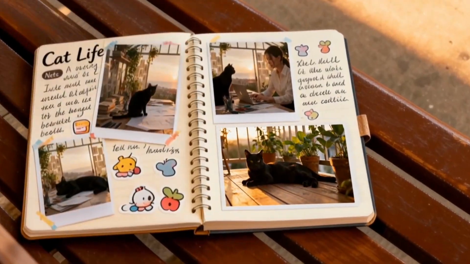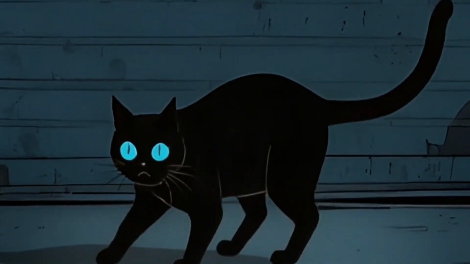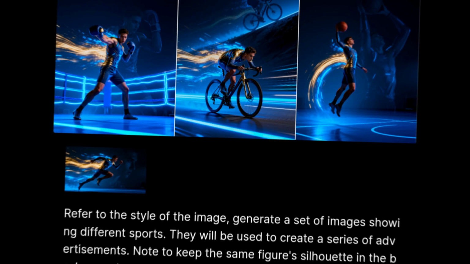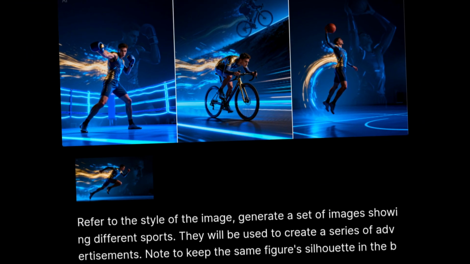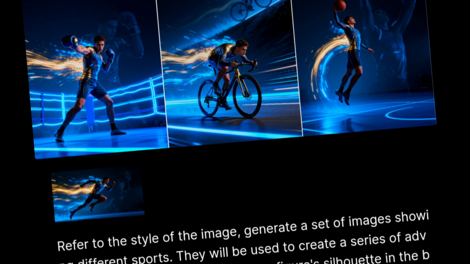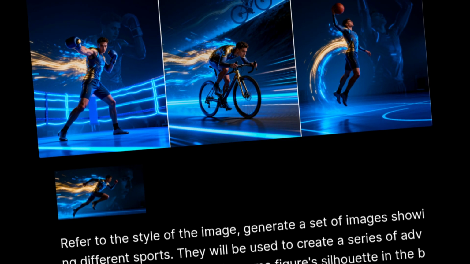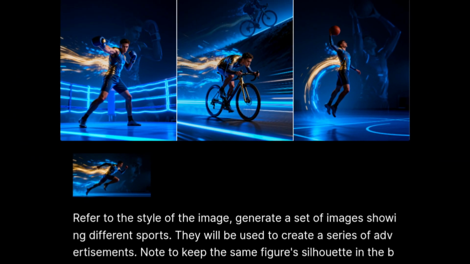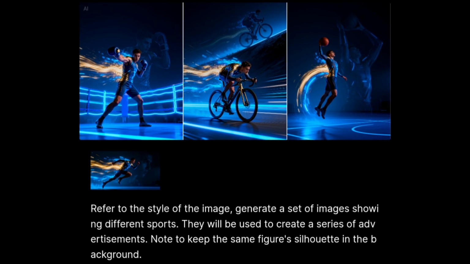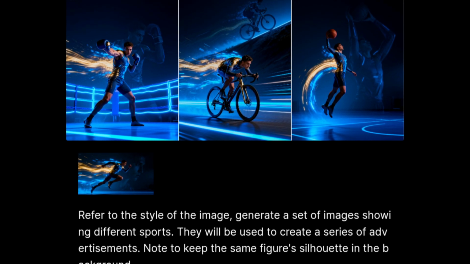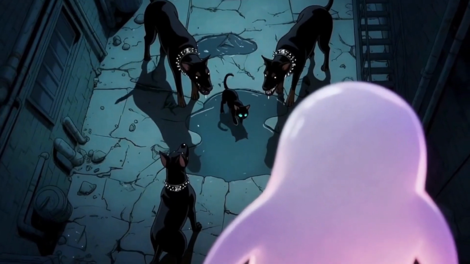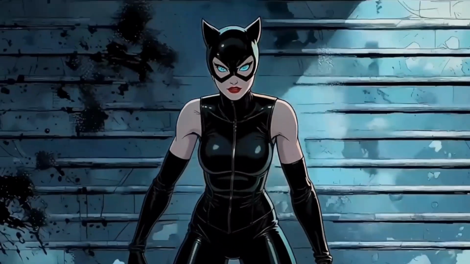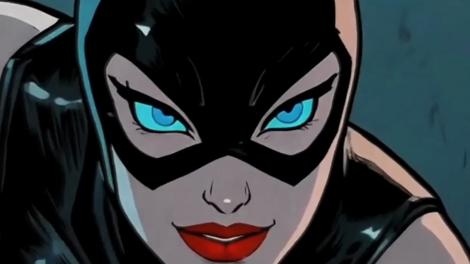I have another one here where it's this guy running, and it has all these different images with that same type of trail light coming from them. Refer to this style of image, generate a set of images showing different sports. They will be used to create a series of advertisements. Note to keep the same figure silhouette in the background. And as you see, even with the boxing or biking, or even with them dunking, you can still see that this guy has that trail of light coming from them, as well as they have them in the background like a ghost kind of haunting them.